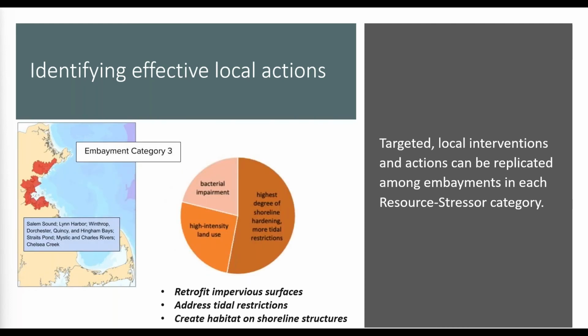In another example, embayments in category 3 are characterized by high bacteria impairment, high intensity in land use and urbanization, high degree of shoreline hardening, and more tidal restrictions. Local action in these embayments would include retrofitting impervious surfaces, addressing tidal restrictions, and creating habitat on shoreline structures.